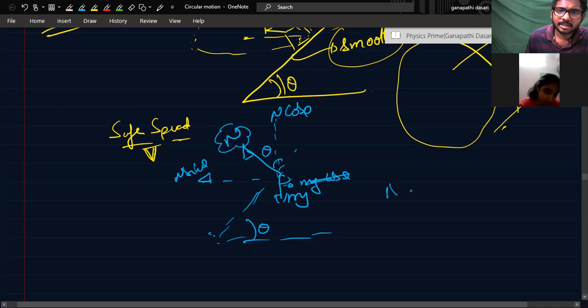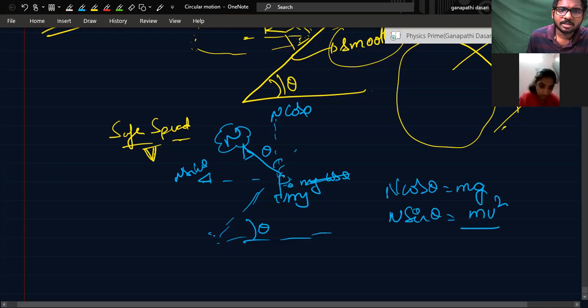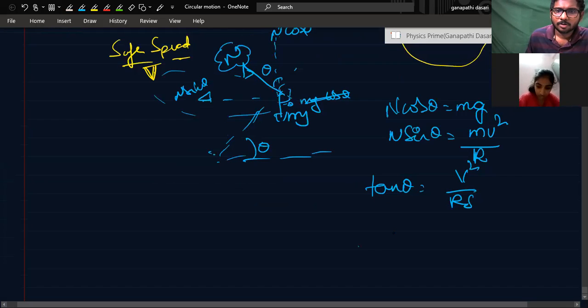So N cos theta is equal to mg here. N sin theta is actually providing that centripetal force, which is in a horizontal circle towards the center, which is mv square by r. So if we take the ratio, tan theta is equal to v square by rg, that means v is equal to root of rg tan theta. Okay.